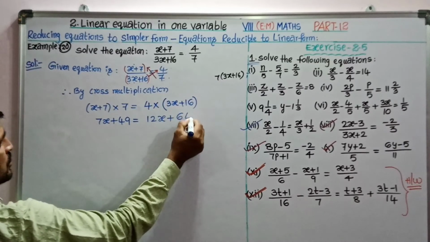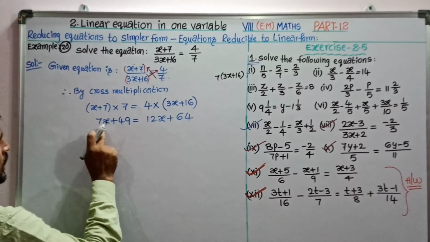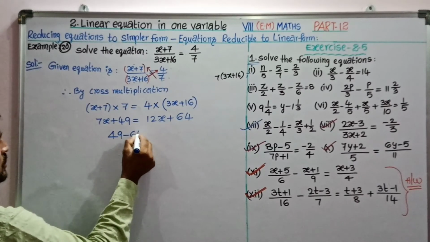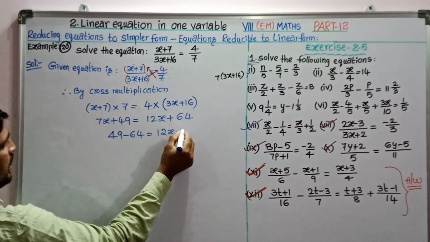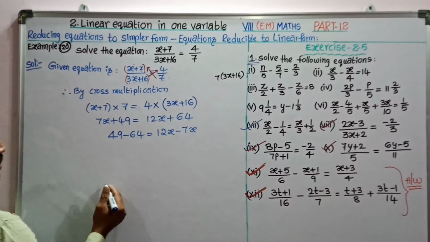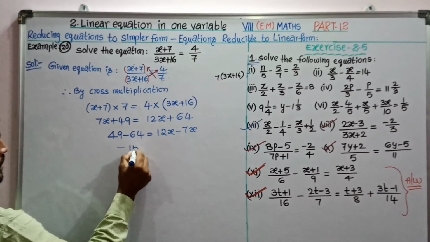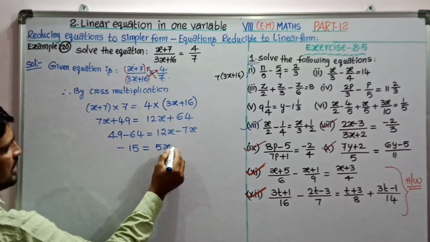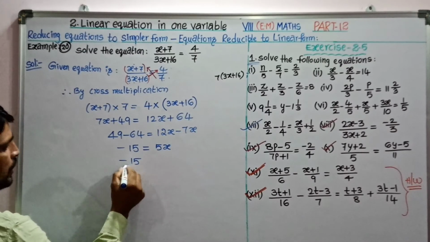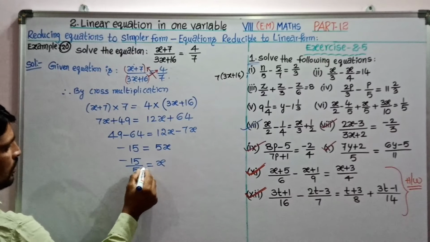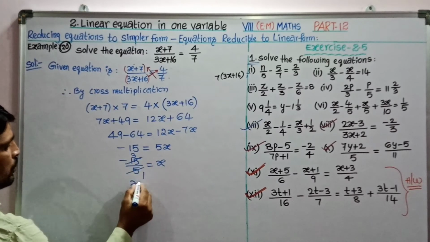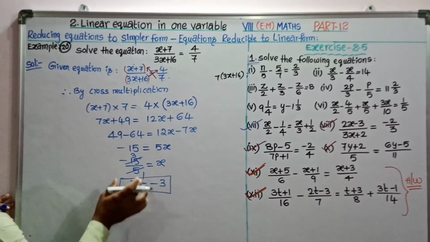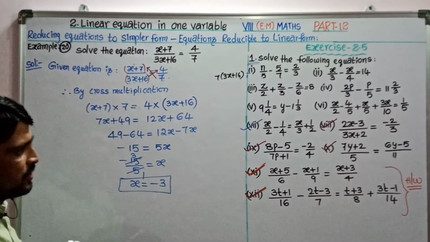4 16s are 64. Now consider variable terms to RHS, constant terms to LHS, that is 49 minus 64 equal to 12x minus 7x, that is minus 15 equal to 5x. Minus 15 by 5 equal to what? X, that is 5 ones are 5, 5 3s are 15, so x equal to minus 3 by 1, that is minus 3. So minus 3 is the solution of the given equation.